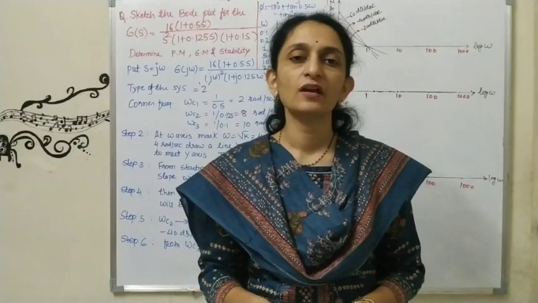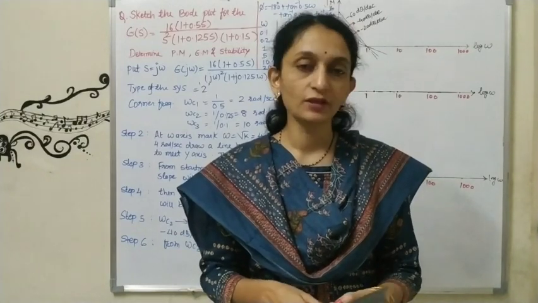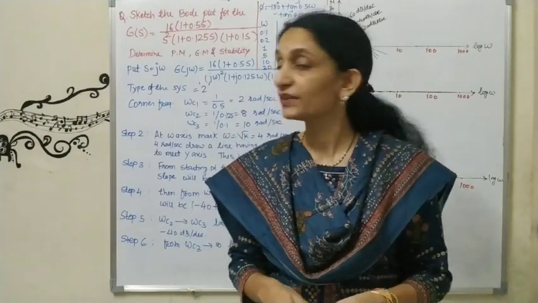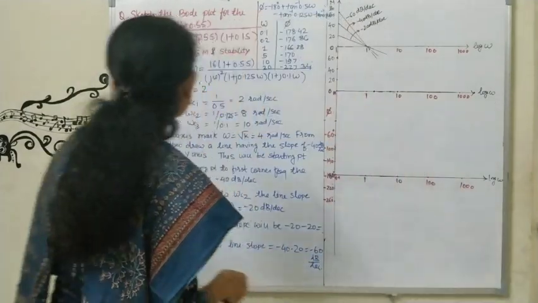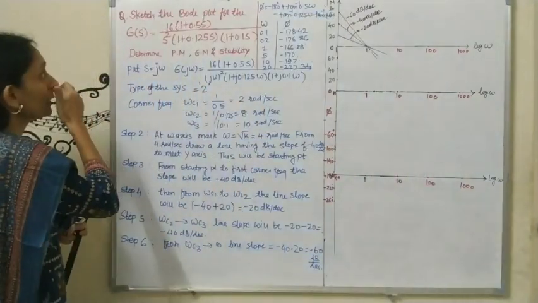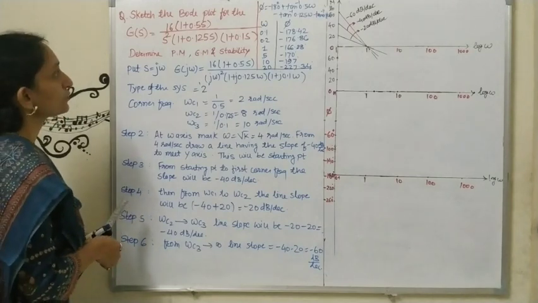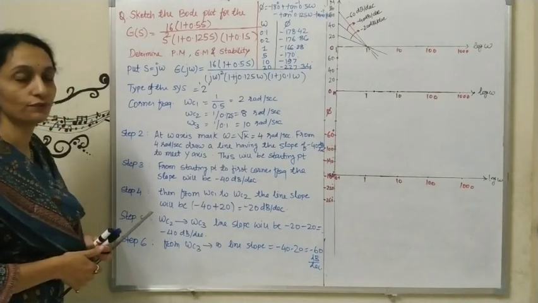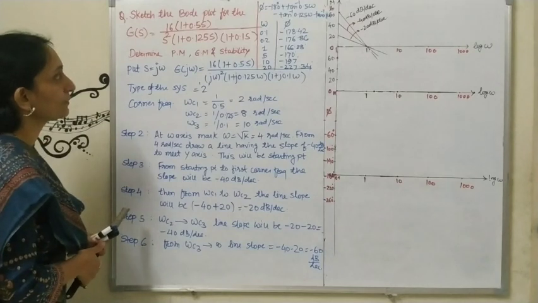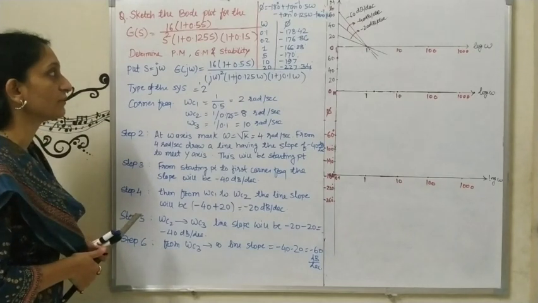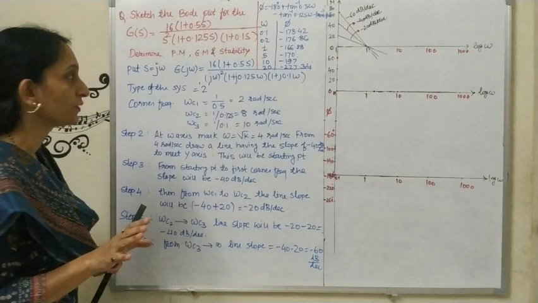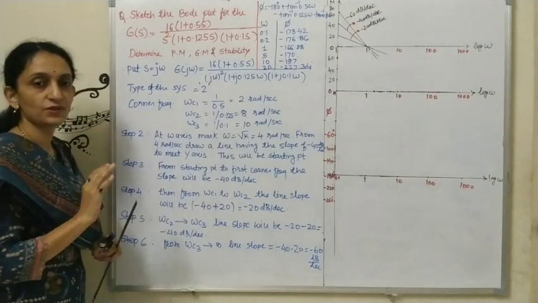Hello students, in this lecture we will solve a numerical based on the Bode plot with a type 2 system. So let's start. See the numerical. Sketch the Bode plot for G(s) = 16(1 + 0.5s) / [s^2 (1 + 0.125s)(1 + 0.1s)]. Okay. So look at this transfer function first.